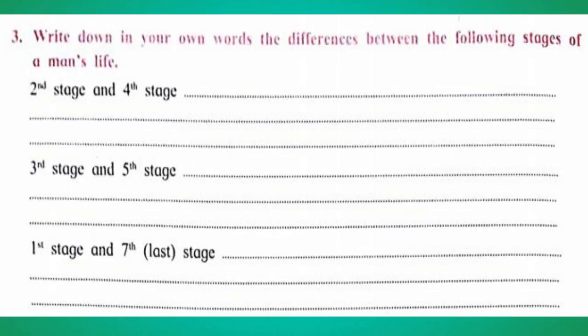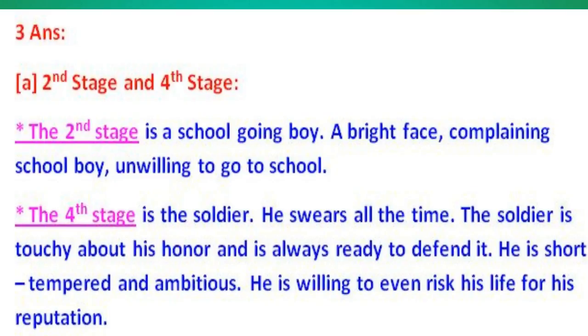Next question. Write down in your own words the difference between the following stages of a man's life. First one is A. Second stage and fourth stage. Answer. The second stage is a school-going boy, a bright-faced, complaining schoolboy unwilling to go to school. And the fourth stage is the soldier. He swears all the time. The soldier is touchy about his honor and is always ready to defend it. He is short-tempered and ambitious. He is willing to even risk his life for his reputation.